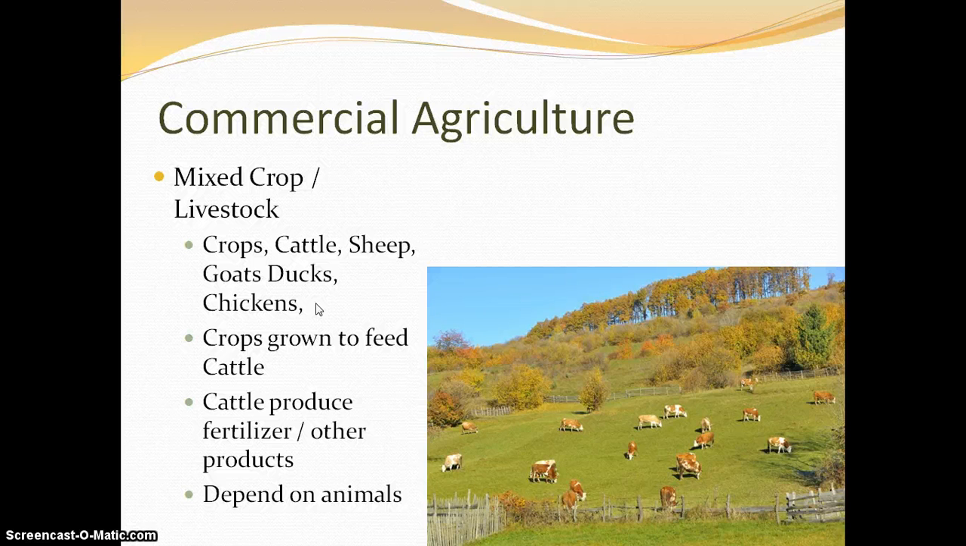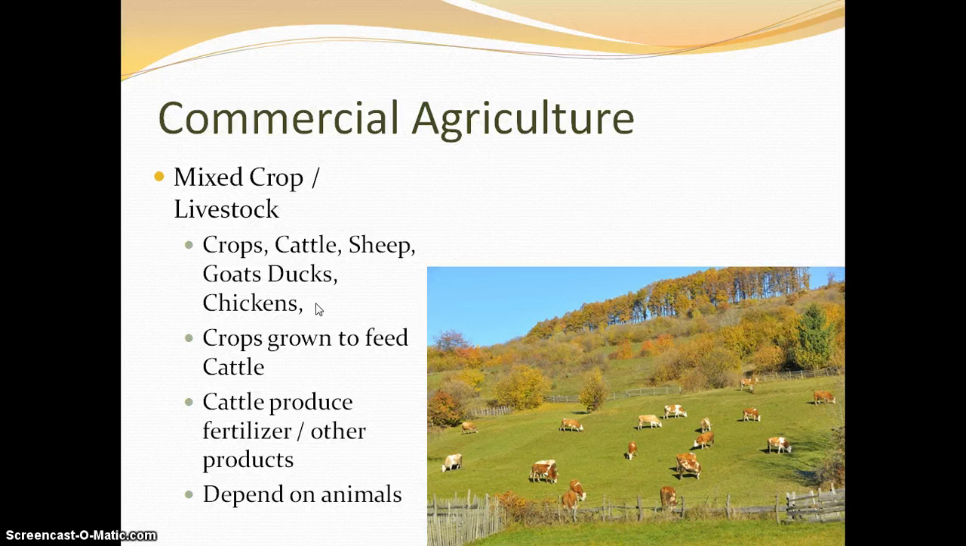On the mixed crop and livestock farm, typically it's the cattle or the animals that are bringing in the money, not so much the crops. In fact, the crops are predominantly grown in order to feed the cattle. The idea is you save money on cattle feed by growing and raising the crops to feed to the cattle, so that you don't have to purchase it.